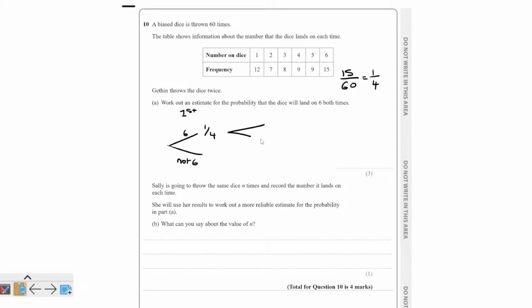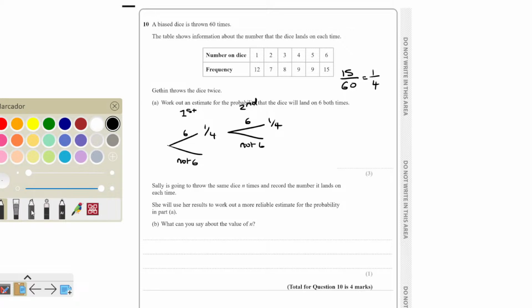Then the second throw, we want him to land on 6 again, don't we? Throwing a dice doesn't really, how do I explain this? The first time you throw the dice, whatever number you get won't affect the probability of getting that number again, will it? It's going to be the same probability every time, 1/4. So that's our second throw. And then this would technically be not 6, which we don't need to worry about.